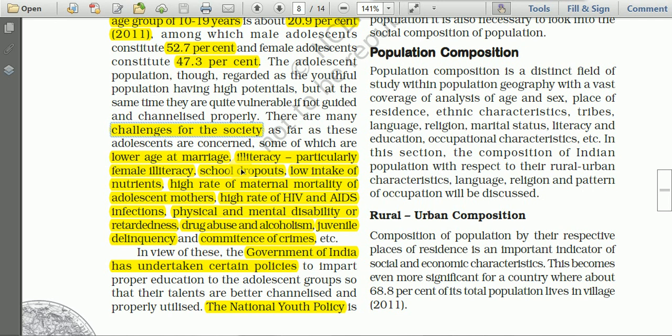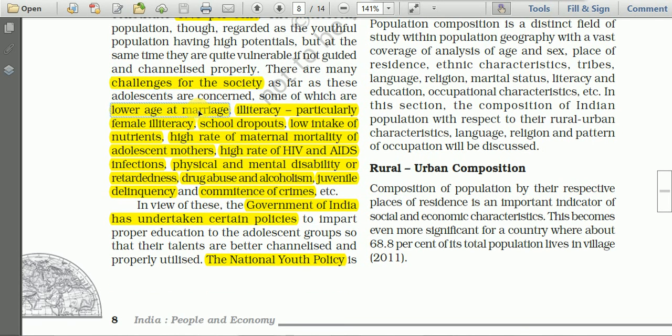The challenges faced by the adolescents in society are these: lower age at marriage. That means girls and boys are married at a very early age, say at the age of 13, 14. Most of the boys and girls in the remote villages are getting married. Then illiteracy, particularly female illiteracy. Most of the girls in the villages were illiterate, not educated. Then school dropouts, low intake of nutrients, and a high rate of maternal mortality of adolescent mothers. The death of adolescent mothers at the time of birth is very high.